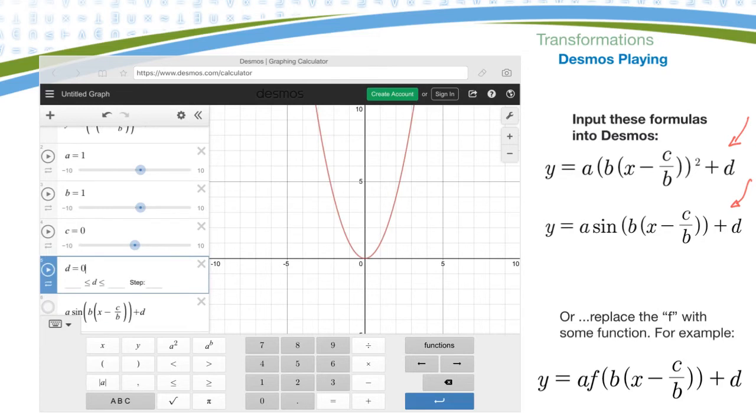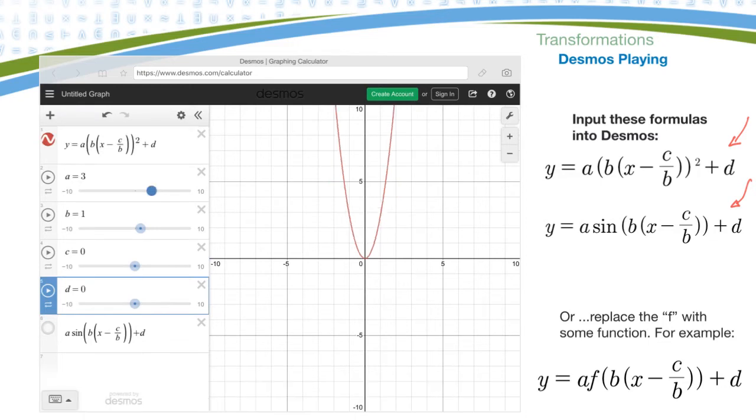Okay, so there is a normal quadratic function with all the values at default. So I want to play with A. I'm going to move it to the right and just see what happens to the graph. As I move it to the right, notice it's getting skinnier and skinnier. And as you move it wider, it gets fatter and fatter.